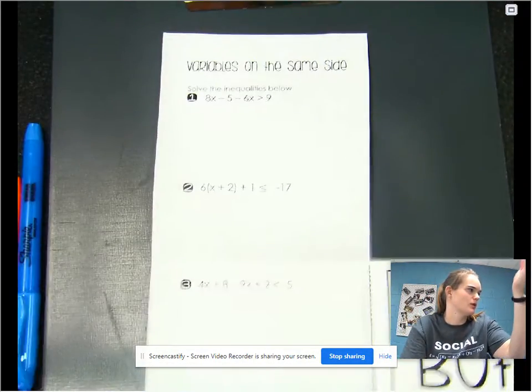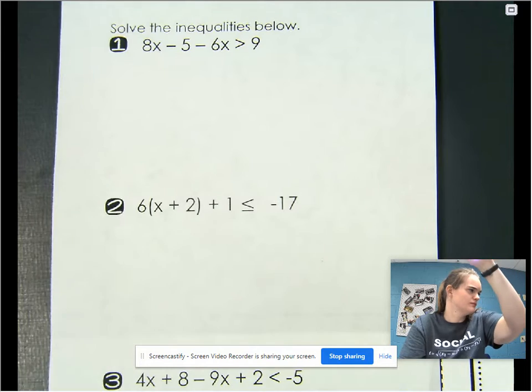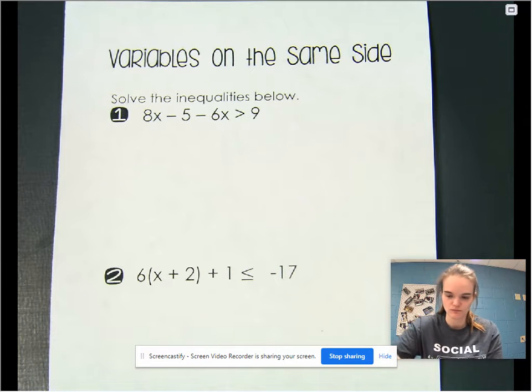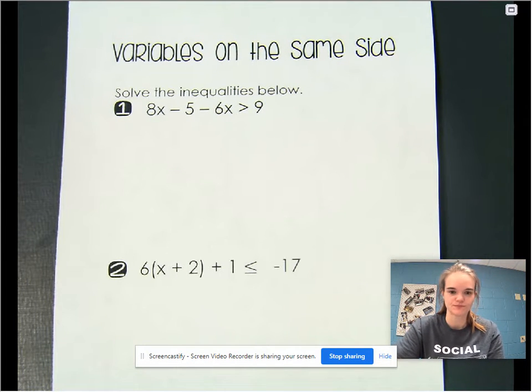So let's start with number 1. We're still solving inequalities. We're not going to graph them now. We could. We've had practice with that, though, so we're not going to. So we're going to do 1, 2, and 3. We'll do 4, 5, and 6 tomorrow, and do the steps at the bottom. All right.